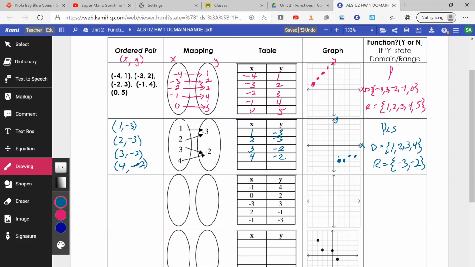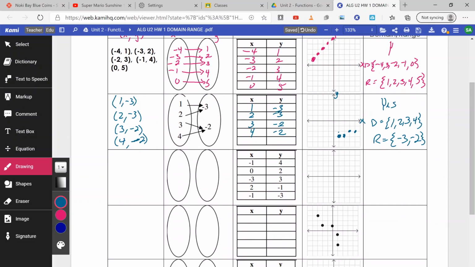I don't have to repeat the values. I mean, you could put -3, -3, -2, -2, but it's kind of redundant. We don't have to repeat ourselves. So we're just going to put the y values that we see. So we see the y values of -3, -2, and that's all we have to do. And we're going to do more of the same. So for the table, we're going to fill in the mapping with our x values.